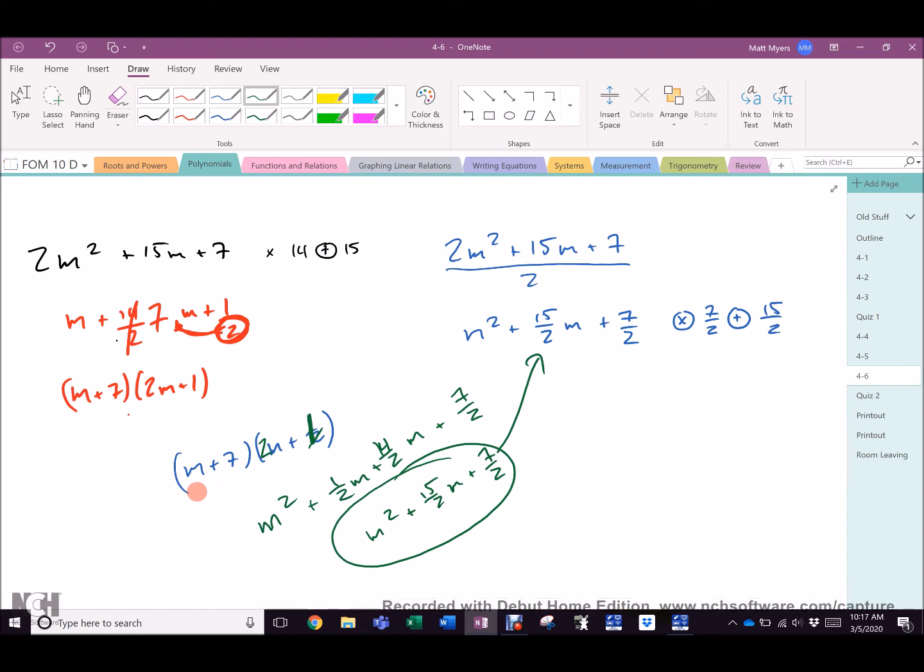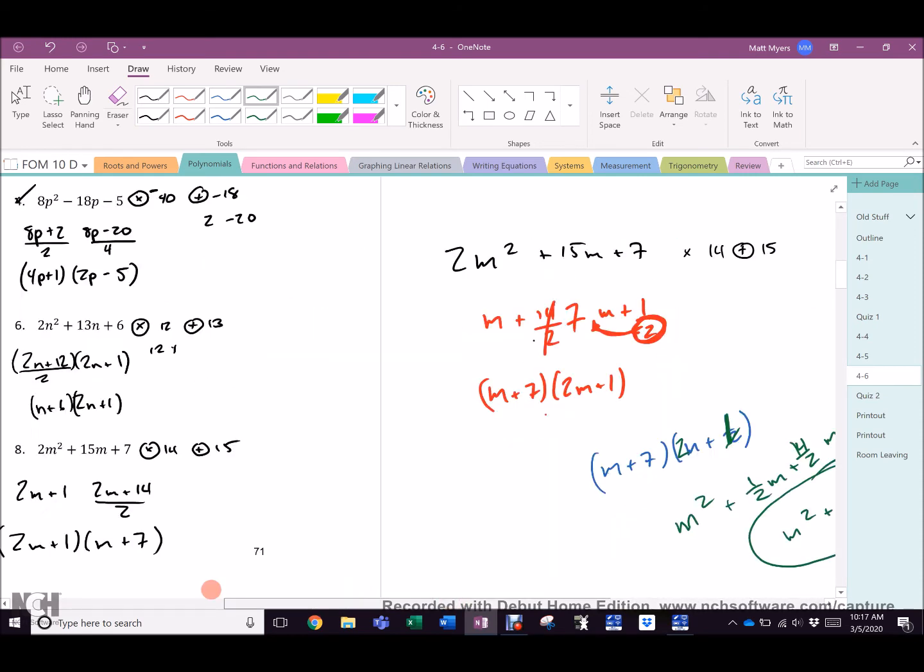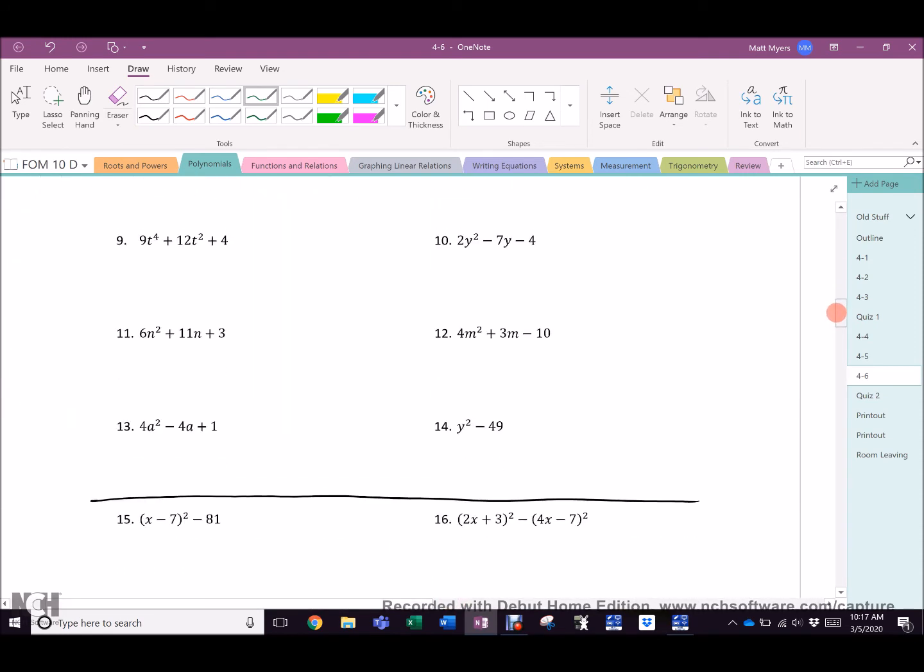I don't care which one you use. Who has to make the decision? You do. So let's go back over to where we were. 9, 10, 11, 12, 13, and 14 are all pretty simple, so I'm just going to write the answers. You tell me if you need me to go over them, all right?